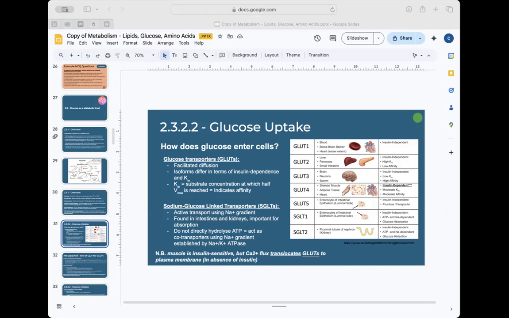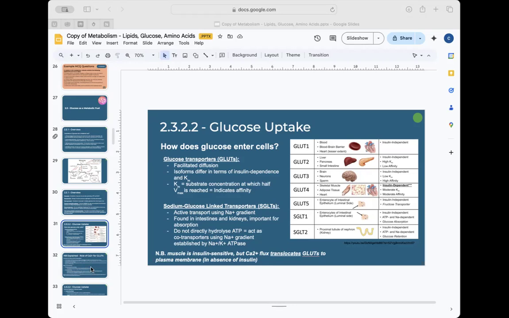Cool. And then we have SGLTs, sodium glucose linked transporters, and they're in the intestines and kidneys and use a sodium gradient to actively absorb glucose against its concentration gradient. And then we've got a key point at the bottom. Muscles use glucose transporter 4, and that's insulin sensitive. During exercise, even if insulin's low, glucose transporter 4 still gets to the membrane, and that's thanks to calcium.